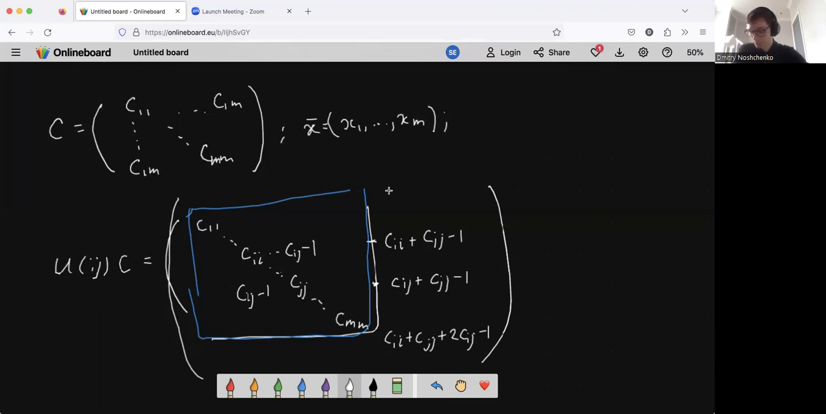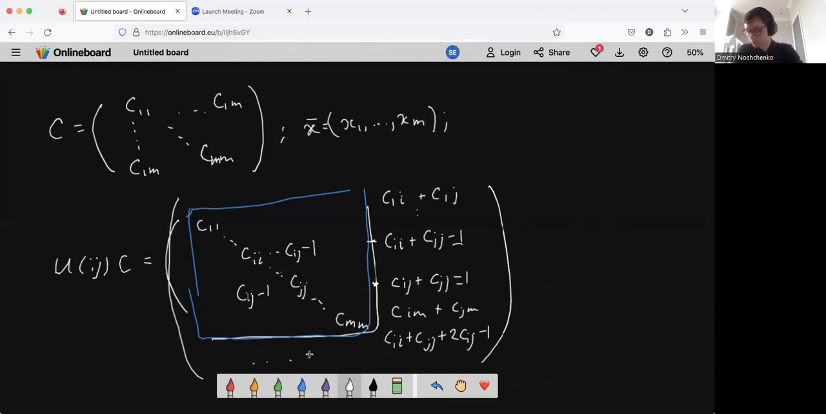So yes, and the rest would be slightly different. So those will be C1i plus C1j, and so on and so on. So we don't add this one. The rest will be units. And here will be CiM plus CjM. And analogously here.